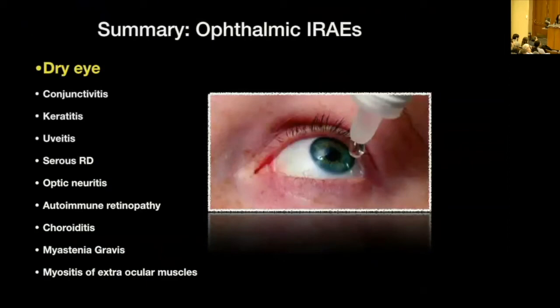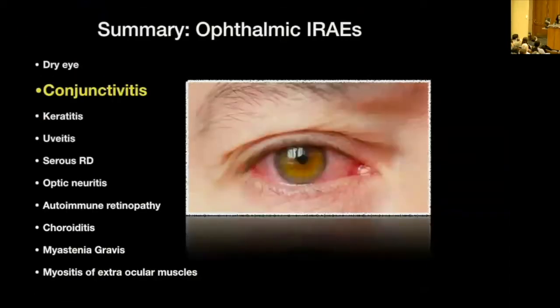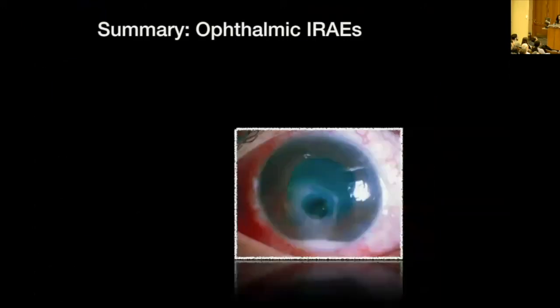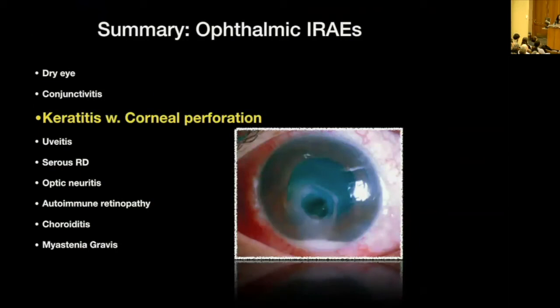When these patients have dry eye, it can be managed with topical lubrication. Patients can present with conjunctivitis, where you see redness of the conjunctiva. These are mild symptoms and can be managed with eye drops. However, keratitis can be more visually debilitating and cause blurry vision. We actually had a patient who had a corneal perforation, where the cornea opened and the intraocular contents can then be extruded if the keratitis is severe.